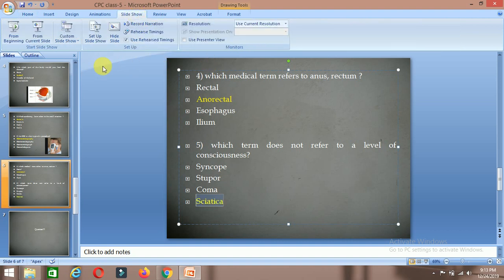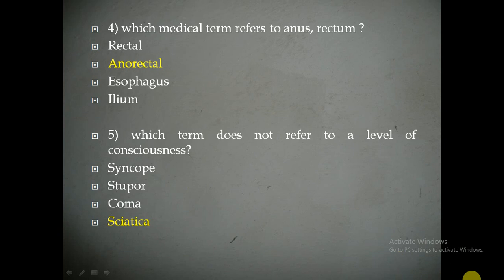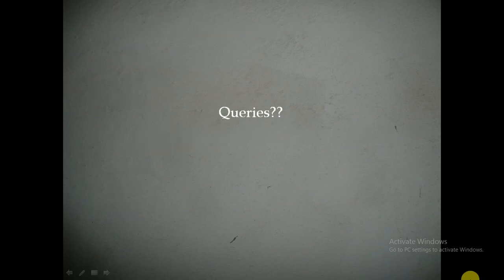So these are some of the questions and answers of the CPC. I am going to discuss the remaining questions and answers in the next session.